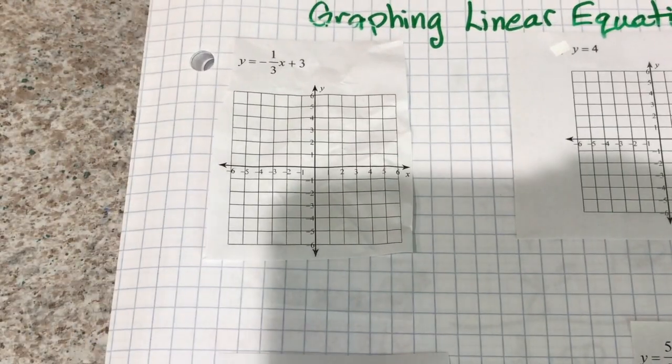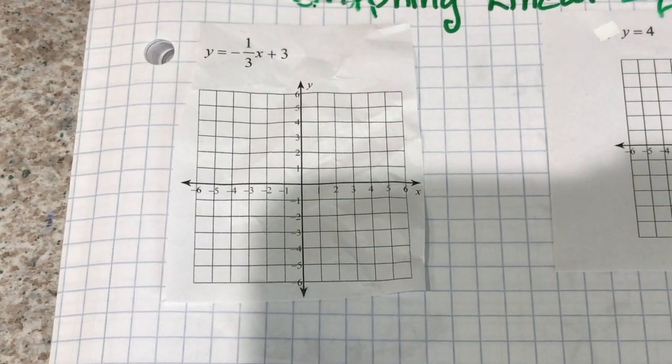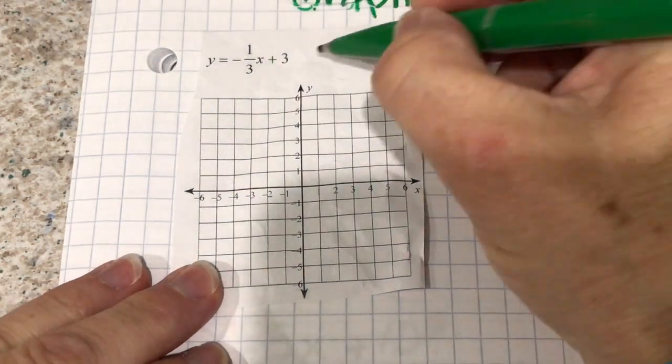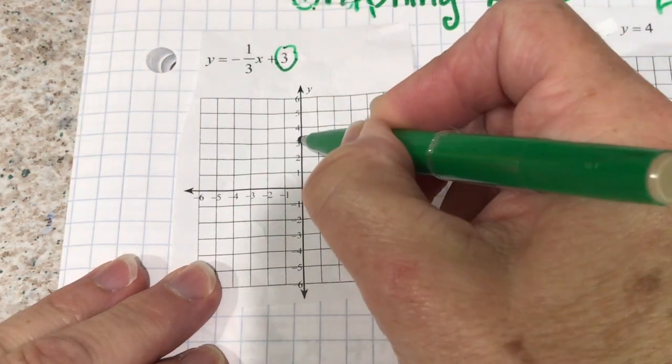Let's look at this first equation, negative 1/3 x plus 3. To graph it, we want to start by finding the y-intercept, which is the positive 3. And we're going to graph that on the y-axis.